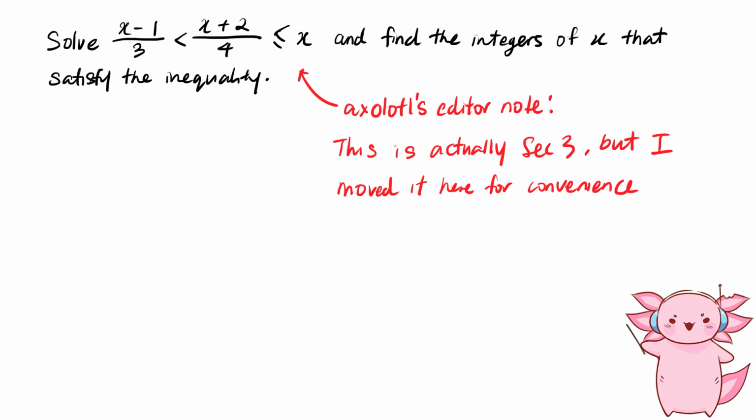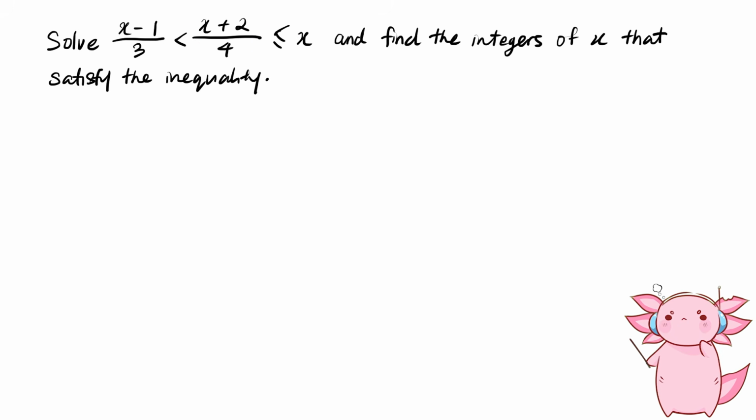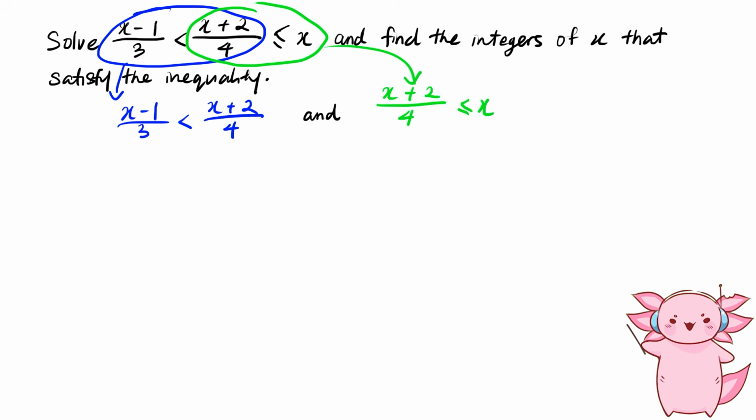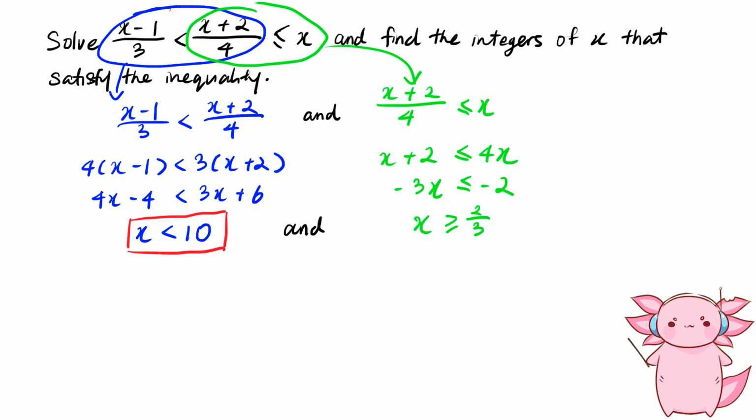This question looks very similar to the previous one, except that there are two inequality signs here. So we need to split them up into two equations. The first equation is basically the left inequality like this, and then the right inequality like this. Now we solve both of these inequalities using the same method as before, and we get our answers of x less than 10 and x greater than or equals to 2/3.